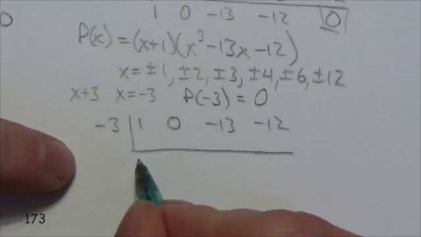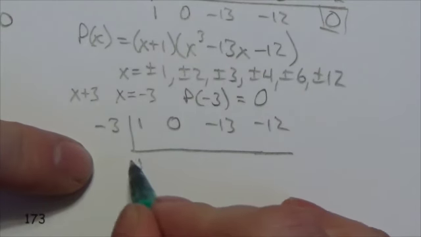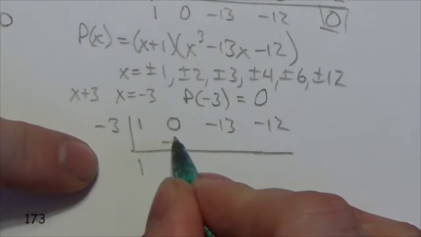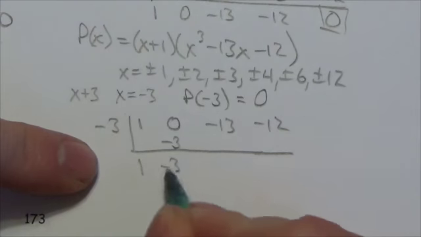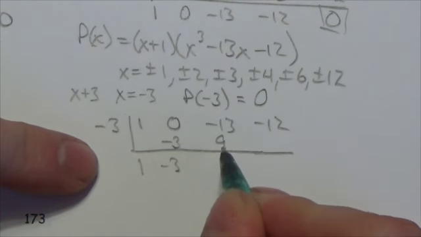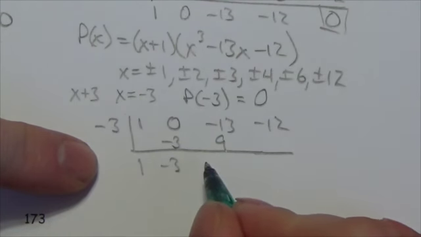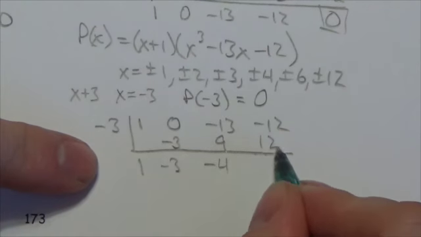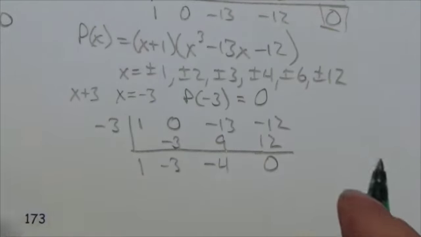But here we go. Bring down the 1. Negative 3 times 1 is going to be negative 3. Add, negative 3. Multiply, I get 9. Add, and that should be negative 4. Multiply and add, and I get 0.